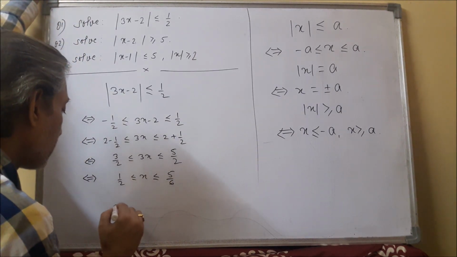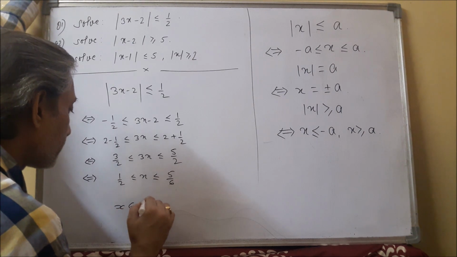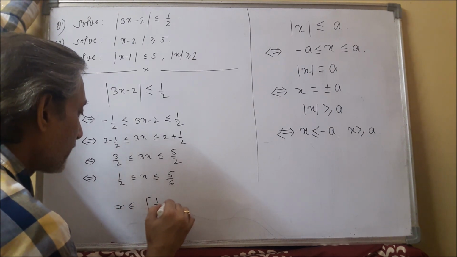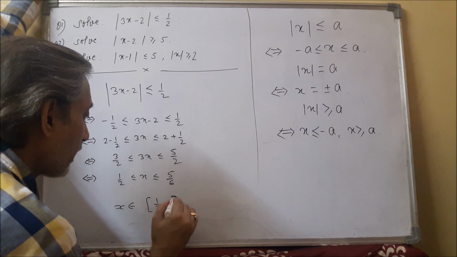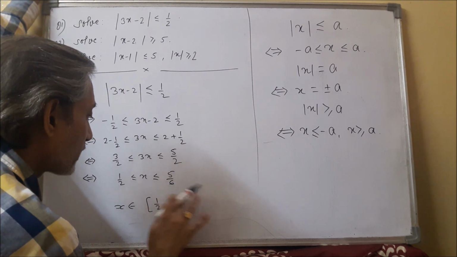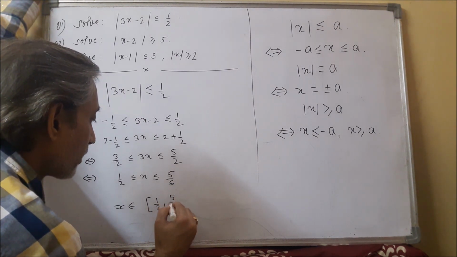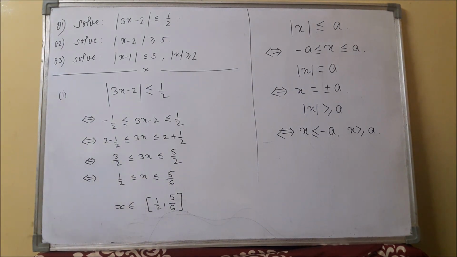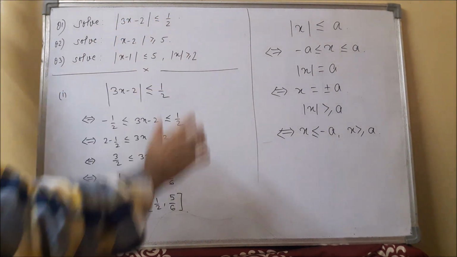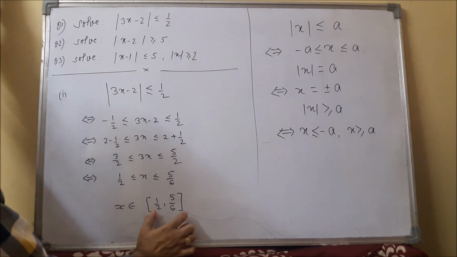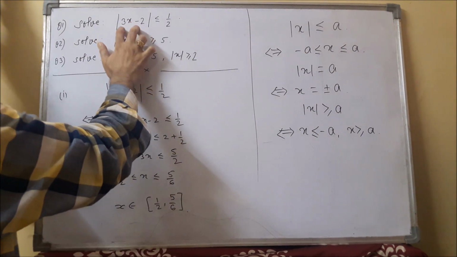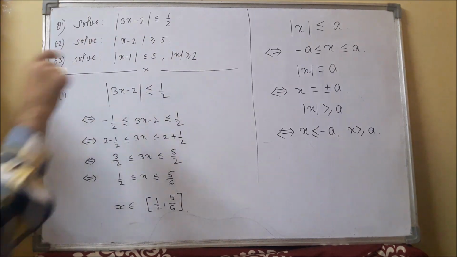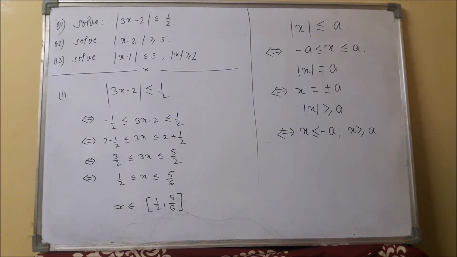and this implies x belongs to what? Closed interval 1/2 and 5/6. Whenever x will lie in between these two values, mod of 3x minus 2 will be less than or equal to half. So note down, I have explained the first part.